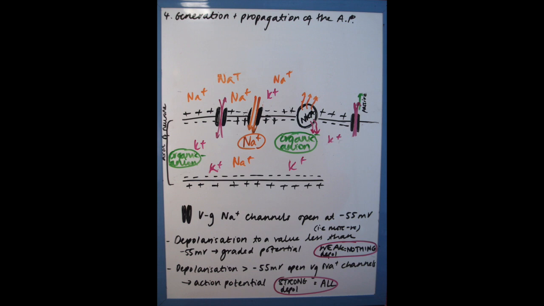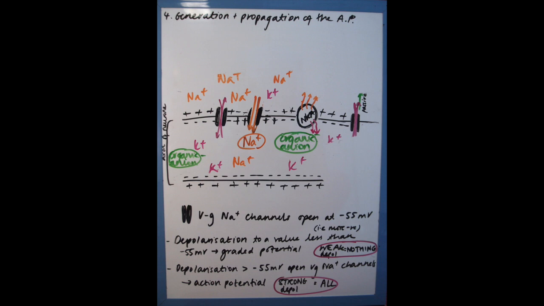Now we will discuss the importance of it. So if a sodium channel opens, because of the electrochemical gradient, sodium ions will flow in. This will mean that the inside of the membrane becomes slightly more positive. The important value of the membrane potential that we have to remember is -55 millivolts. This determines whether there is an action potential or not.